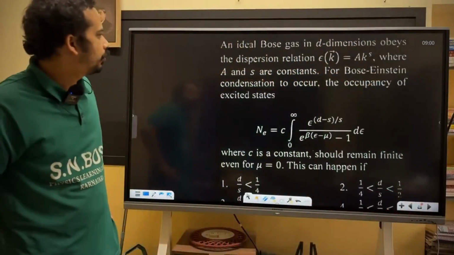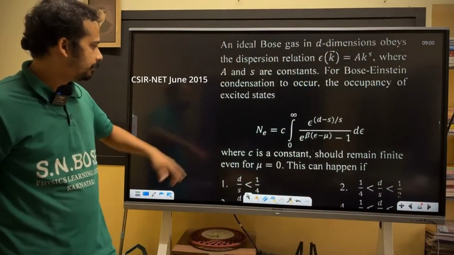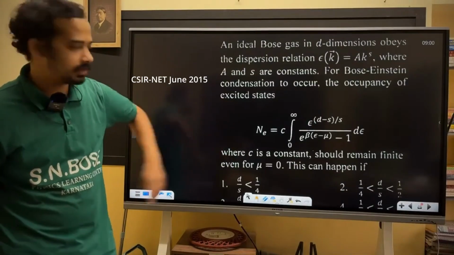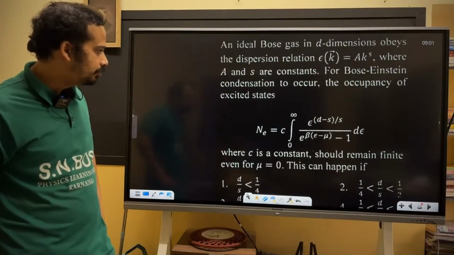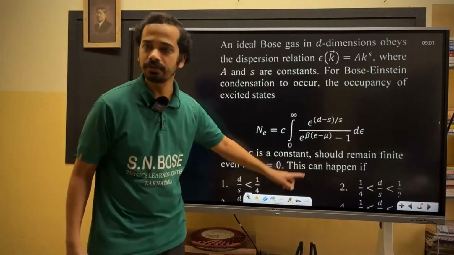For Bose-Einstein condensation to occur, the number of particles in the excited state should remain finite even for mu equal to 0.